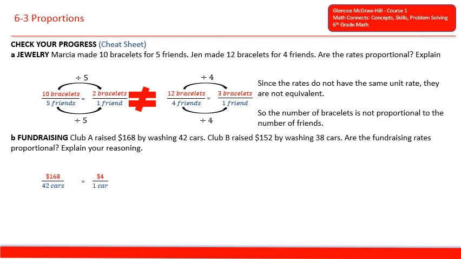$168 for 42 cars. Divide 42 cars by 42 to get 1 car. And divide 168 by 42 to get $4 per car.